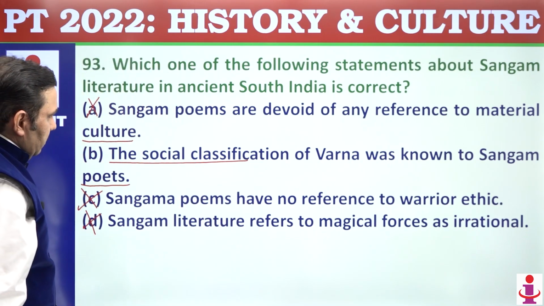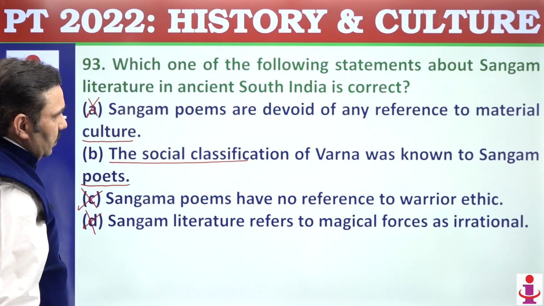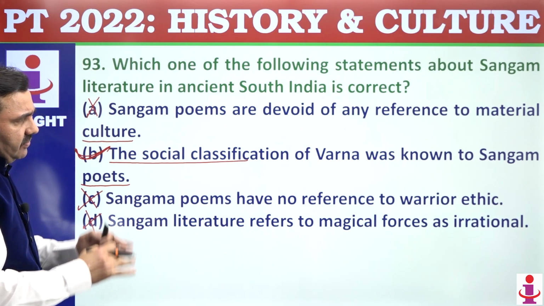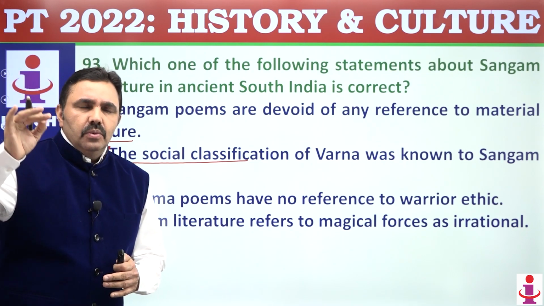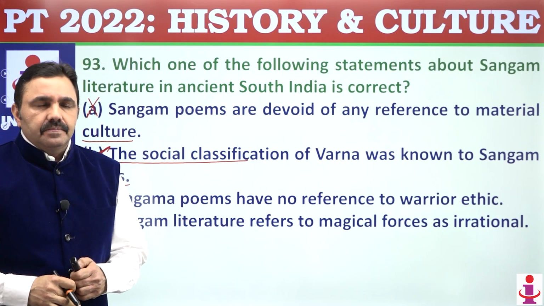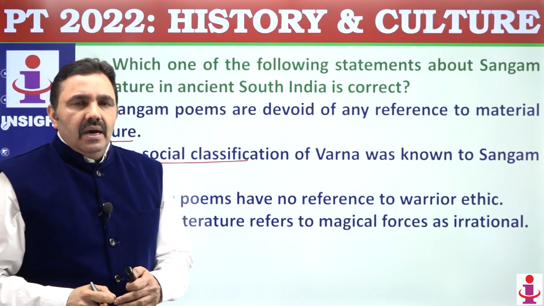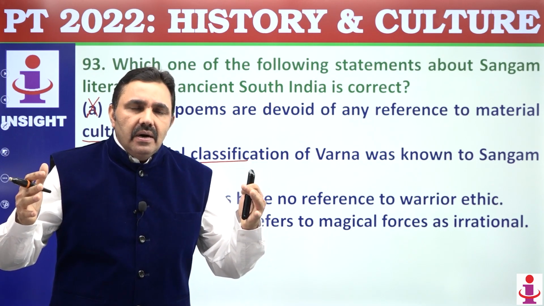Now look at the option number B here. The social classification of Varna was known to Sangam poets. This is perfectly all right. Very easy if you read it seriously. Now look at who was the head of first Sangam. The head of first Sangam was Saint Agastya. Agastya Rishi was a Vedic Aryan.